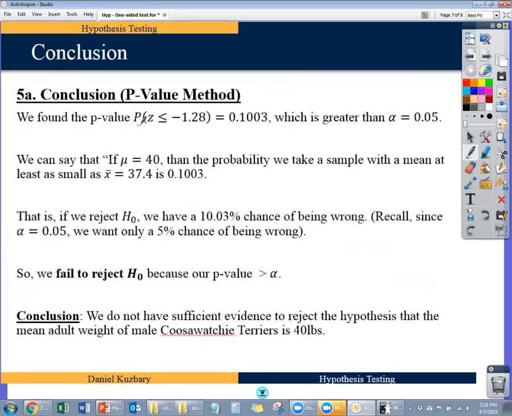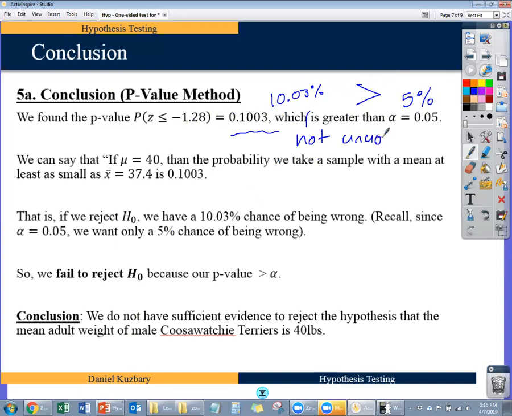So we found that the probability that z is less than or equal to negative 1.28 is this number right here, which is greater than 0.05. Why does that matter? Well, because we're saying there's a 10% chance that you draw a statistic that small. And we defined our cutoff for something being strange as something being 5% or less. So this is bigger than 5%. So we're going to say this is not unusual.